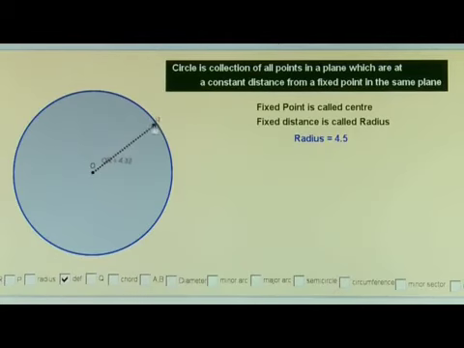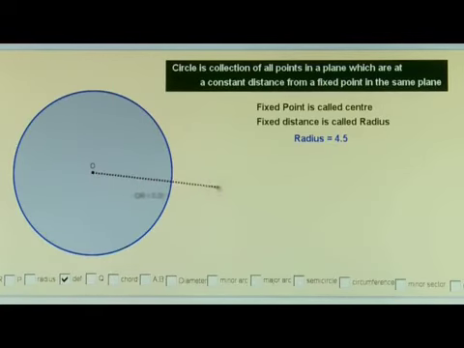Let me take the point R inside the circle. Now see, the distance of point R from the center, OR, is 3.37, which is less than the radius. As long as the point R remains inside this circle, the distance of this point R from the center will always be less than 4.5, the radius of the circle.